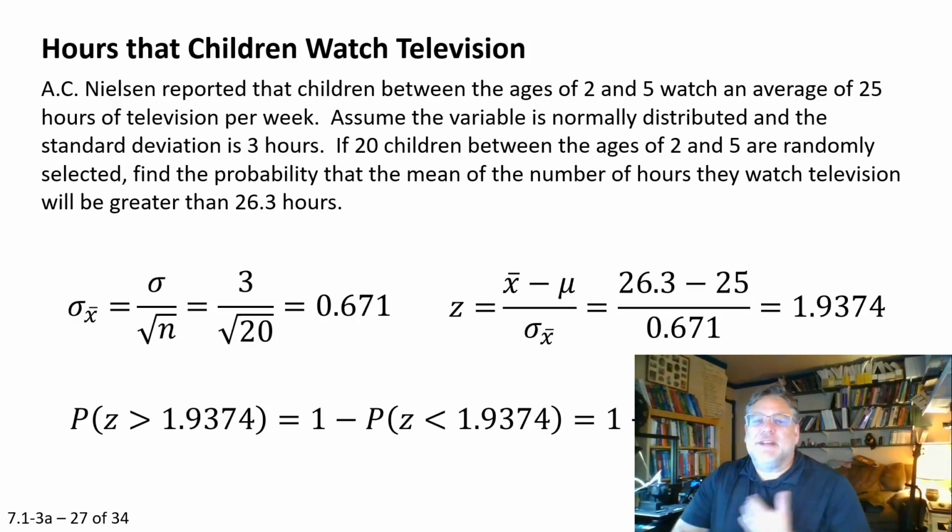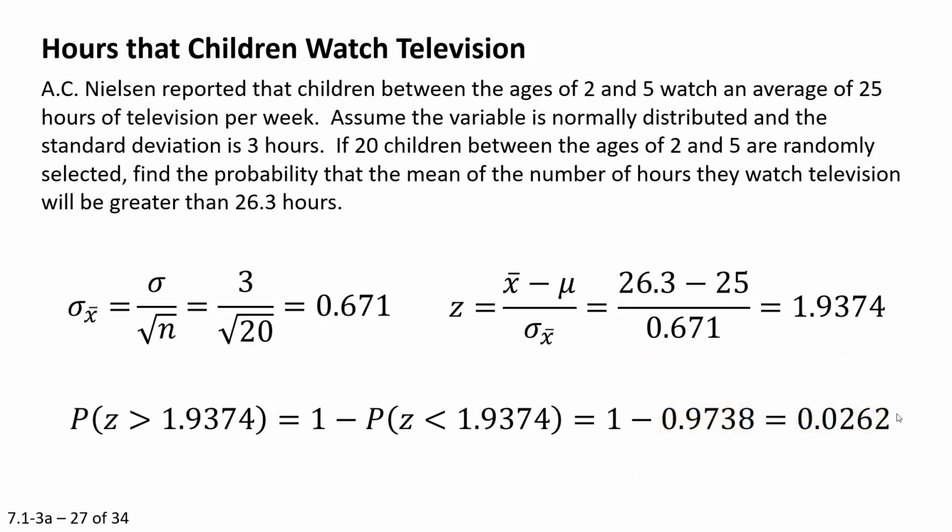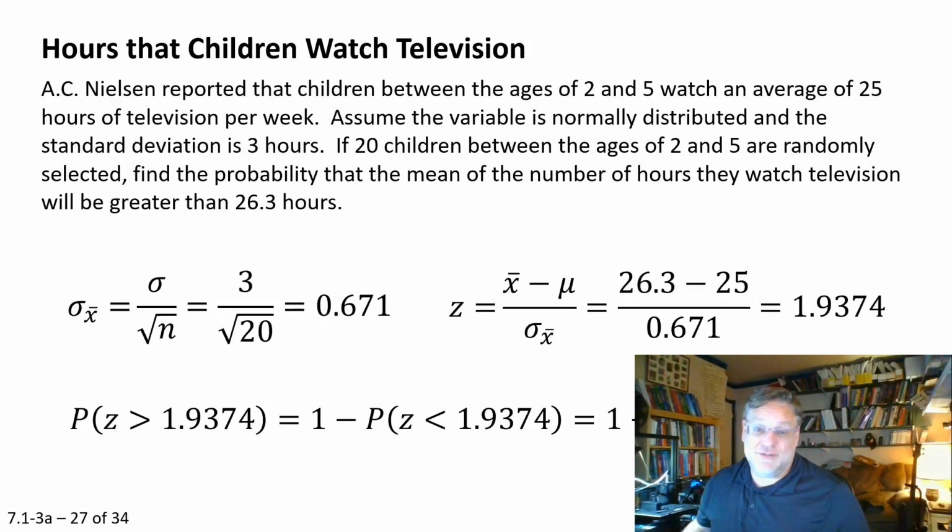So that's a very different answer than what you would get if you were just asking what's the probability that a single child watches more than 26.3 hours. If you asked that, then this standard deviation down here would be 3. Your z statistic would be much closer to 0, and your probability here wouldn't be so extreme. It's a lot more extreme for an average of 20 of them to be above 26.3 hours than it is for an individual child to be above 26.3 hours.